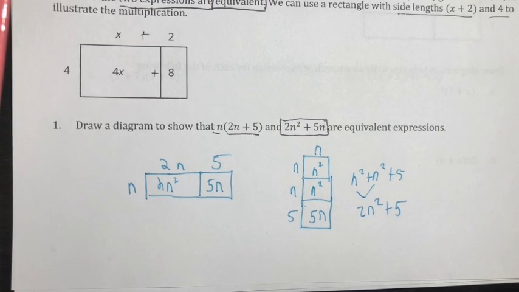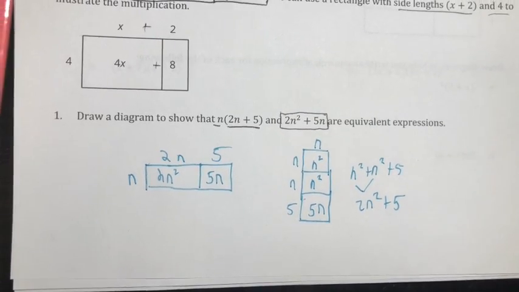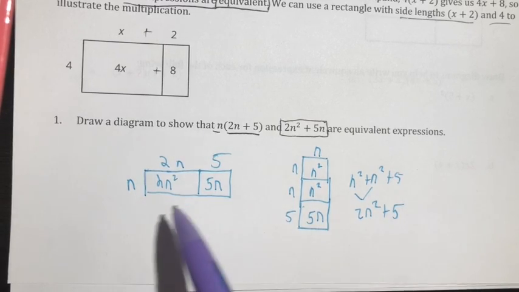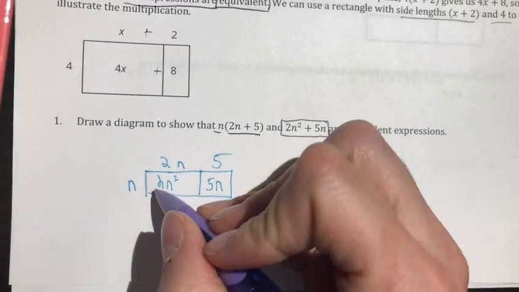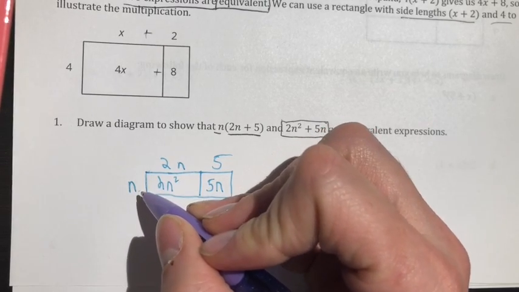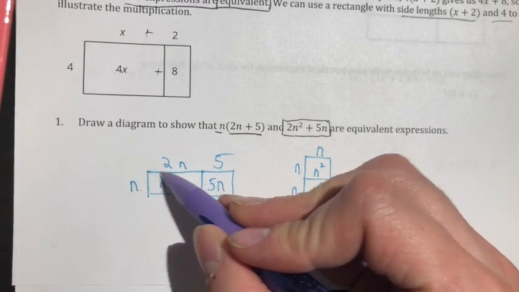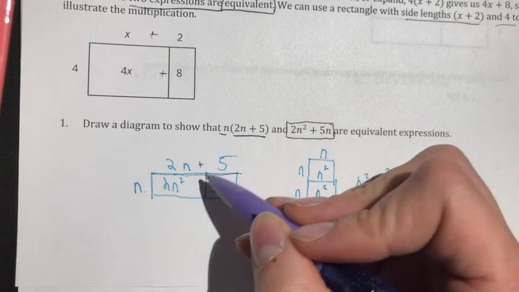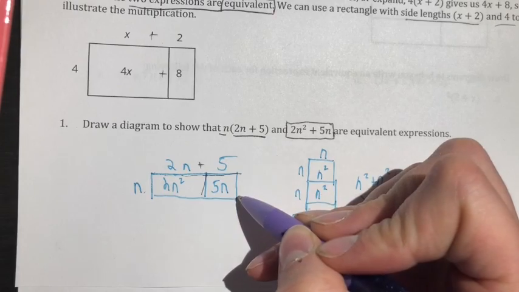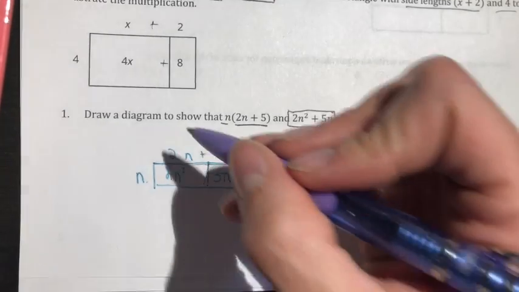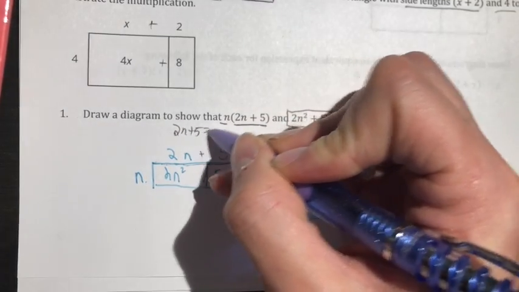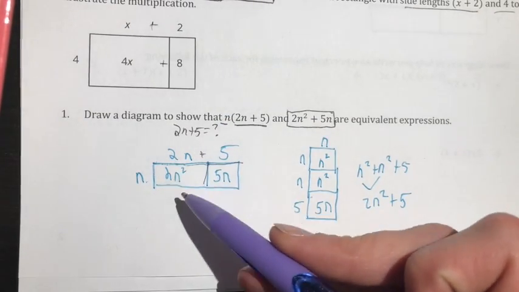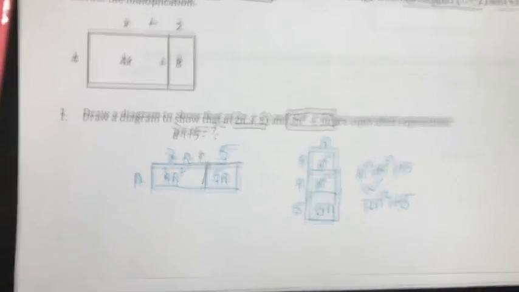So I actually had you draw two diagrams if you could on a whim, because I realized that there's two very legitimate ways to draw this. So I could think of this as n as my width by 2n plus 5. So if my side length is 2n plus 5, I can split it up into 2n and 5, because I don't know what 2n plus 5 equals. So I can't just say it's some number. I want to split it up into pieces to decompose that number.